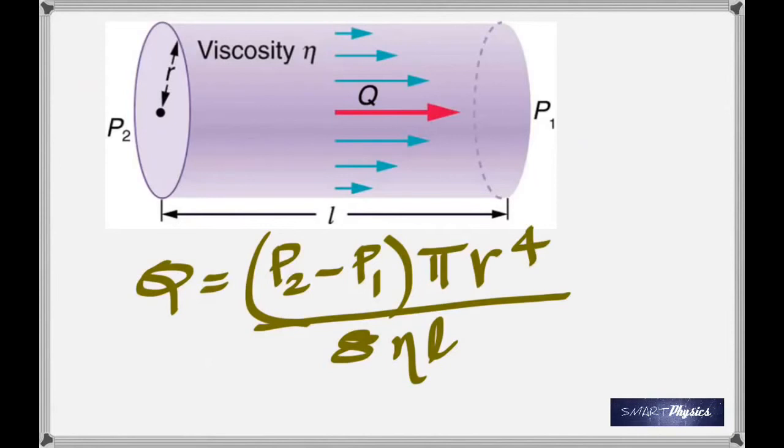Listen to me. If the radius becomes half, when it gets clogged up, of course the radius decreases, isn't it? When the radius becomes half, do you know how much this will decrease? 16 times. 2 raised to 4 is 16. 2 times 2 times 2 times 2, 16, isn't it? So if the radius of an artery just becomes half of what it was, that person is dead.